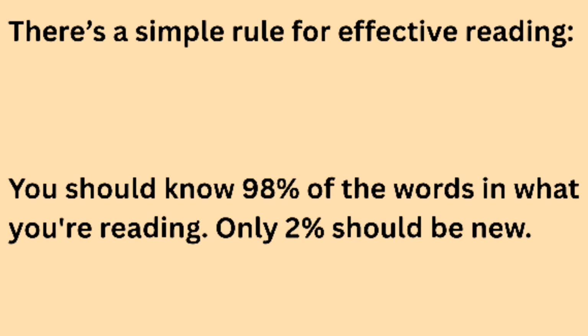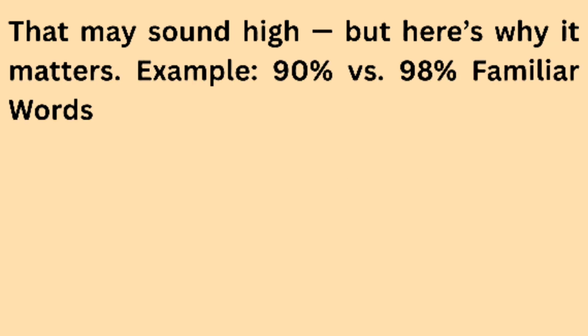There's a simple rule for effective reading. You should know 98% of the words in what you're reading. Only 2% should be new. That may sound high, but here's why it matters.